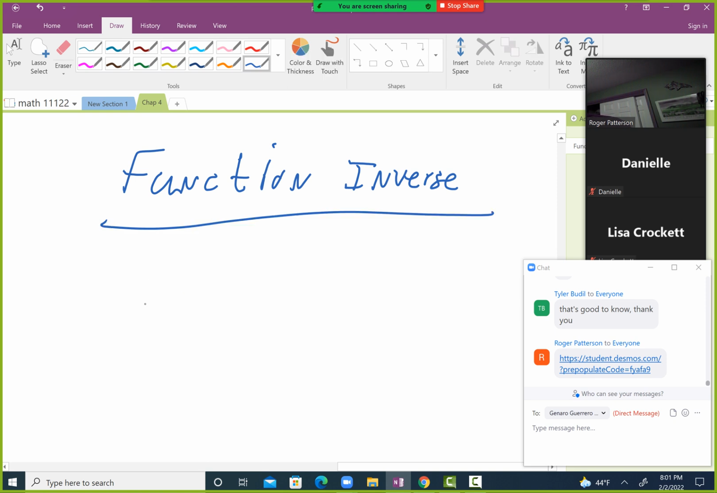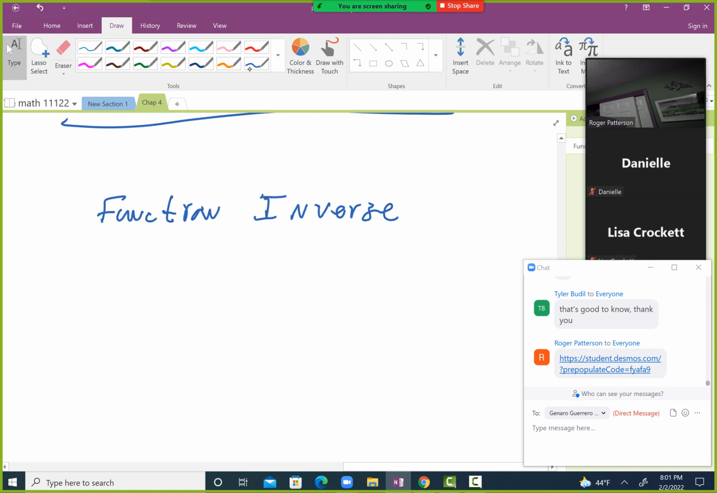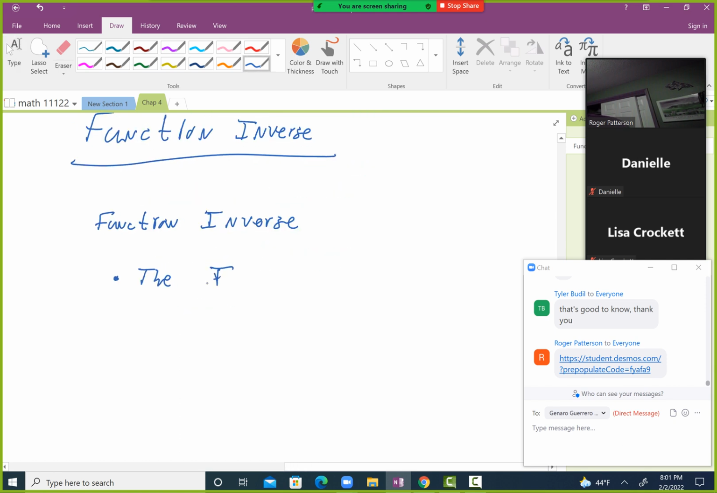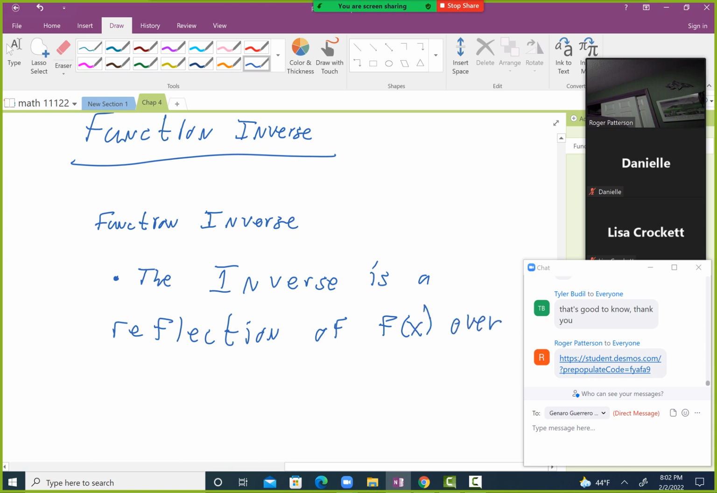All right. So first of all, let's talk about a function and its inverse. Here are some of the things that we noticed. Number one, the inverse is a reflection of the original function, we'll just say f of x, over the y equals x line. All right, that's the first thing.